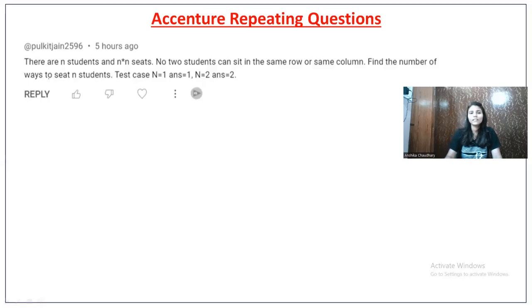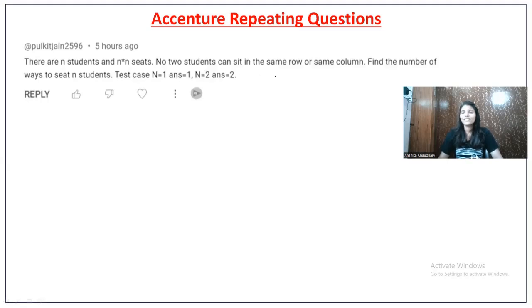So the problem is: there are n students and n into n seats, meaning n rows and n columns. Now no two students can sit in the same row, or we can say two students cannot sit in the same row or the same column. This is the condition here. Now find the number of ways to seat n students.